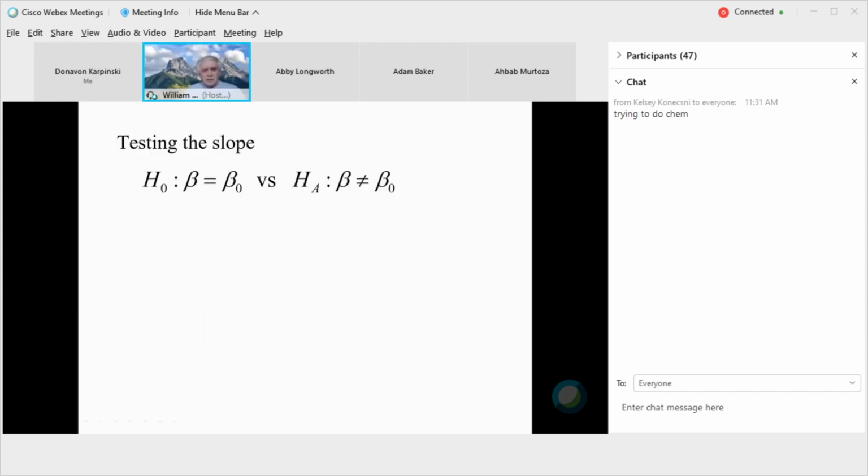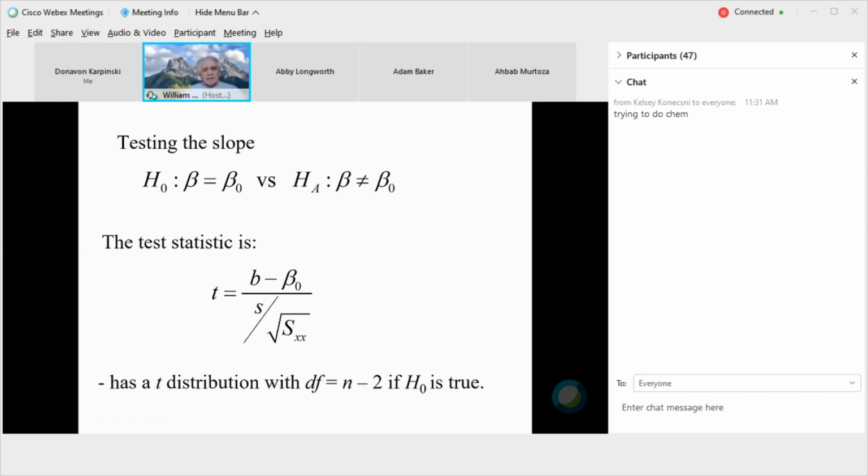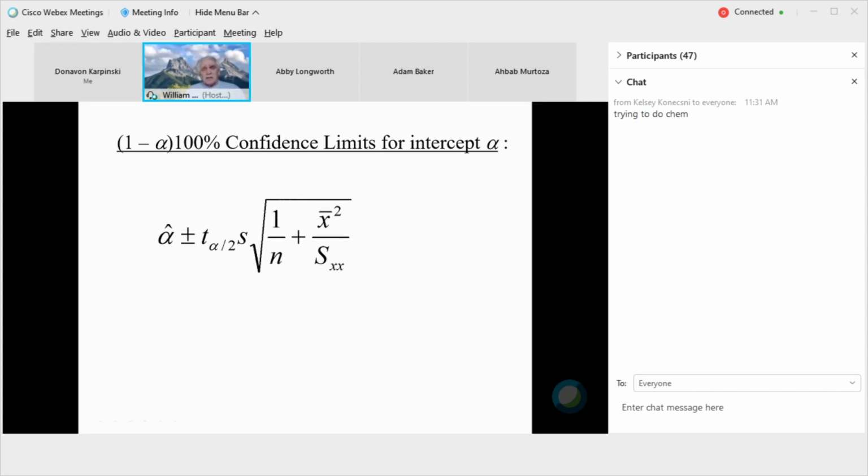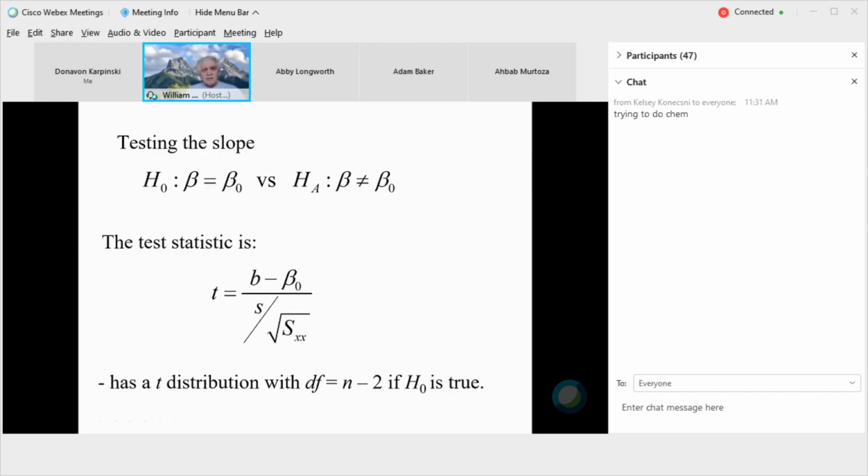Testing the slope. Suppose we want to test if the slope is equal to some specified value, beta naught, against the alternative, a two-sided alternative, that it's not equal to that slope. The test statistic is the estimate of the slope, beta hat, minus the hypothesized value over the estimated standard deviation of b. Again, this will have a t distribution with n minus 2 degrees of freedom if H naught is true. That's where you look up the critical value. Critical value could be either one-tailed or two-tailed.